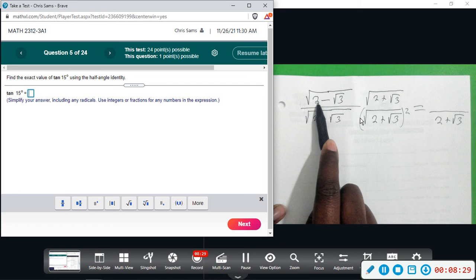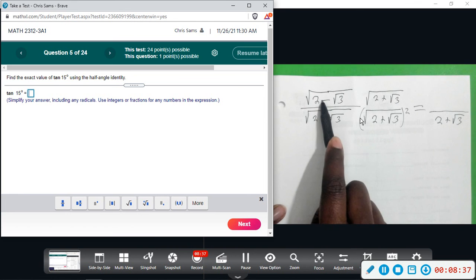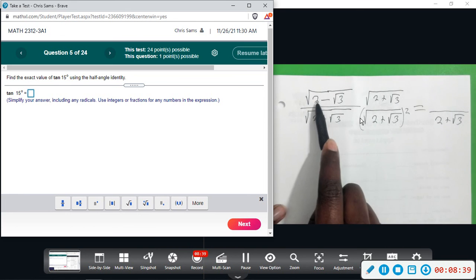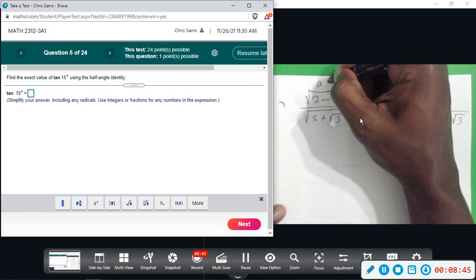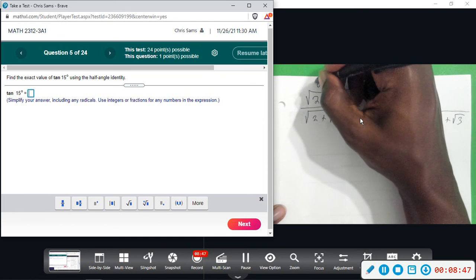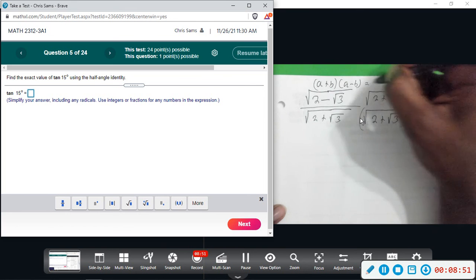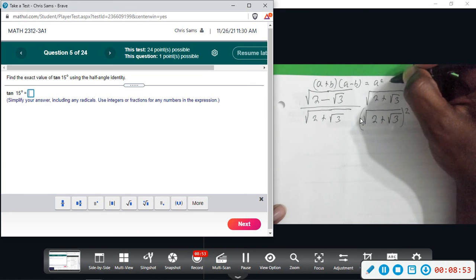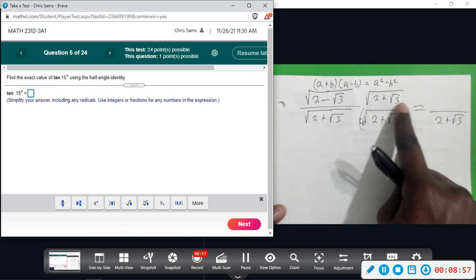What you see here is the difference of squares. You see 2 minus square root of 3, 2 plus square root of 3. So when I multiply these two terms together, the square root doesn't go away, but I do get to apply that difference of squares formula. So what I get is this, a plus b times a minus b. That gives us a squared minus b squared. So all I have to do is square this and square this.